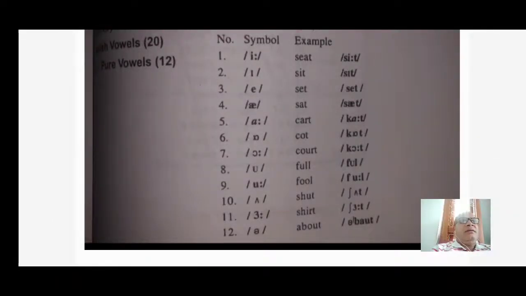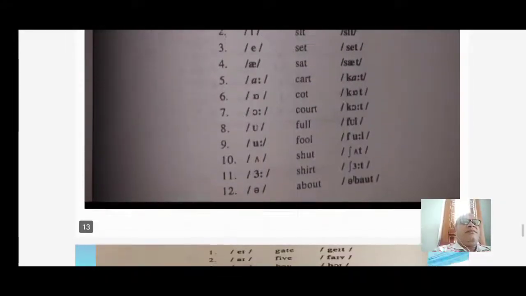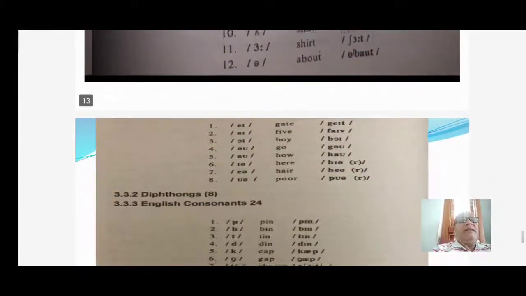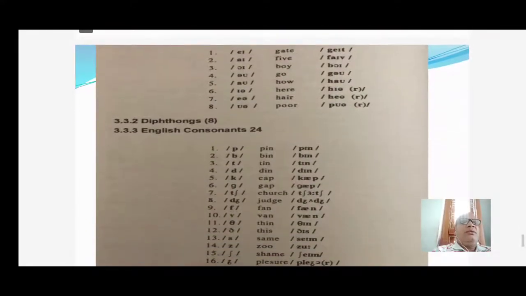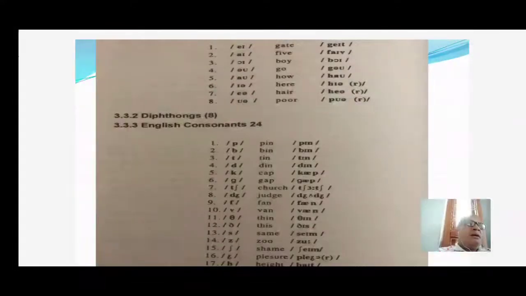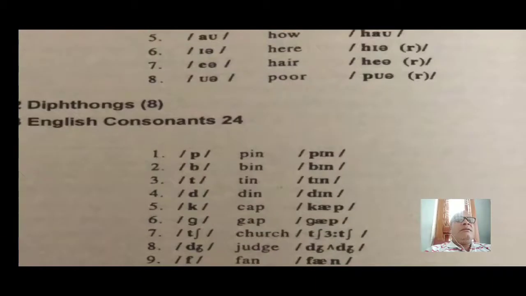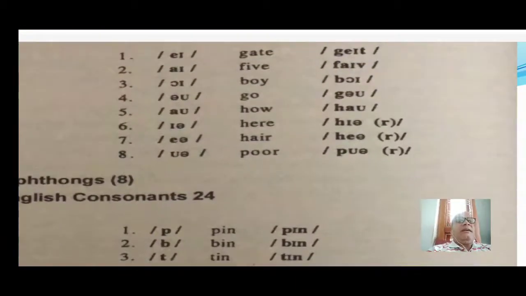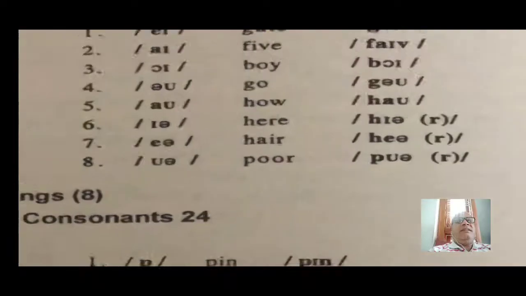Like here we can get some idea on phonetic transcription, and that's how we can write: from serial number 1, symbol, example, and the next one is phonetic transcription, how we can write the words in phonetic transcription. If we learn about all the sounds, we can read and understand the phonetic alphabet easily. These are the diphthongs.